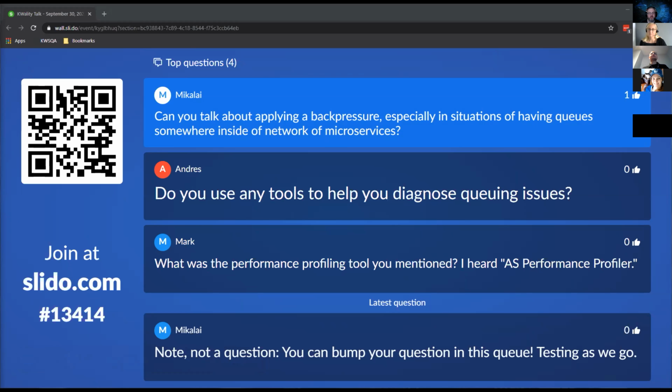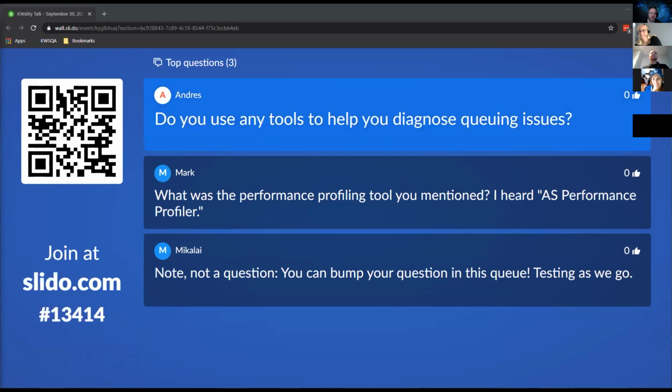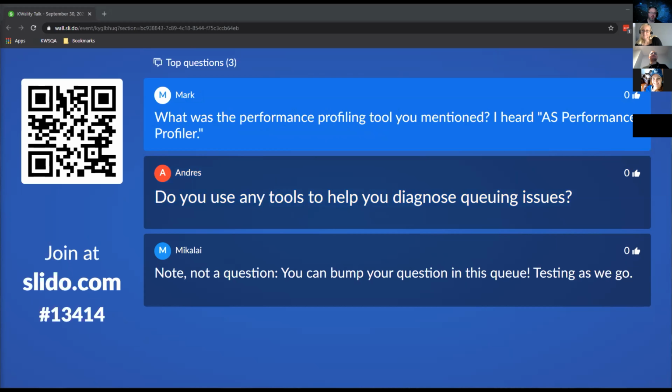Thank you for taking the time to figure it out and to provide a response back. The next question that we have is, do you use any tools to help you diagnose queuing issues? I think this can be linked to the next one. Cool. Well, let's jump to Mark's question. What was the performance profiling tool you had mentioned? Ants Performance Profiler by Redgate.